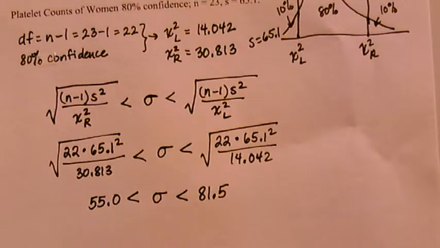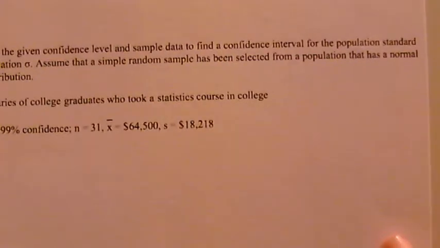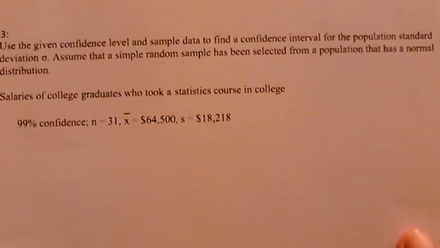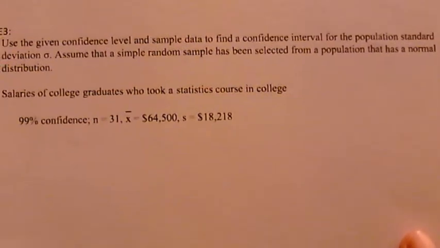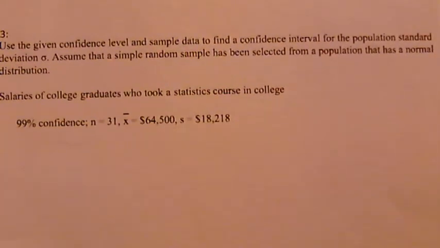All right. Let's look at another example. Now here we're dealing with a different confidence interval estimate. Here we want to use the given confidence level and sample data to find the confidence interval for the population standard deviation. Assume that a simple random sample has been selected from a population that has a normal distribution. And we're dealing with the salaries of college graduates who took a statistics course in college. And we want to construct a 99% confidence interval with a sample size of 31.